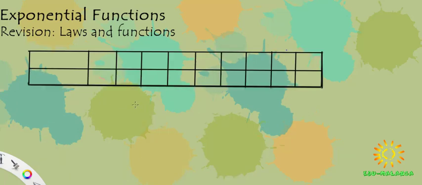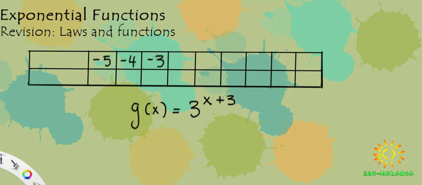Let me write down the function. g of x is equal to 3 to the power of x plus 3. And I'm going to choose my domain values to start from -5, -4, -3, -2, -1, 0, 1, 2. These are the domain values, which are the x values. And over here, we're going to write down the range values corresponding to each domain value.